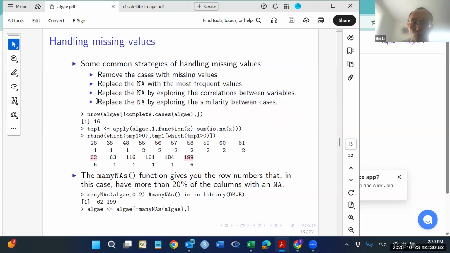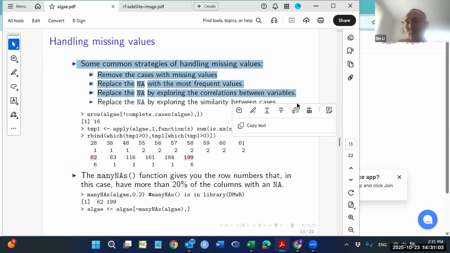Okay, and also we can replace the missing value by exploring the similarity between the cases. So you can see we have 4 strategies, actually more than 4. I only listed 4. There are many other ways. So which one is better? That really depends on the type of the data and the particular situations that you have.